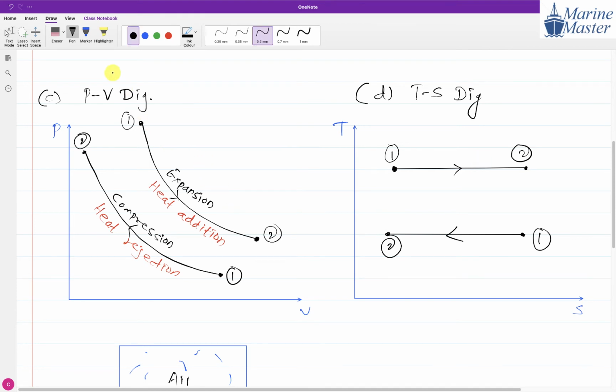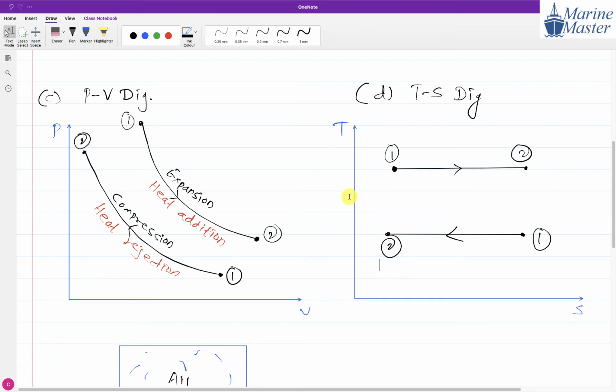See here, what is happening here? Temperature is constant, but what is happening with the entropy? Entropy is increasing, sir. So how are they related? They are not related. Entropy depends on which two things?